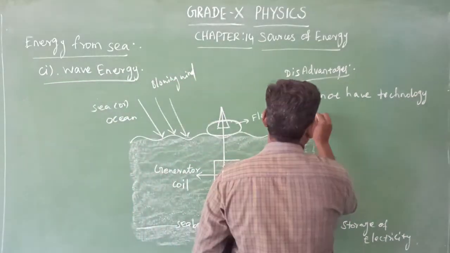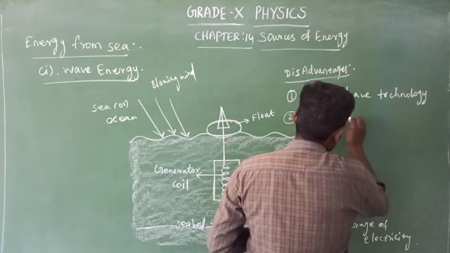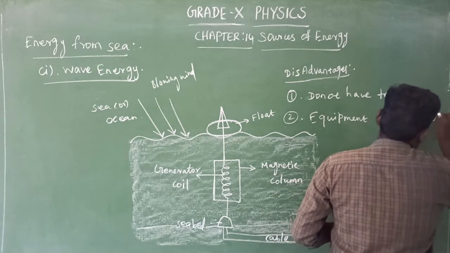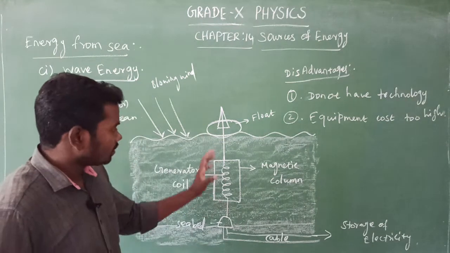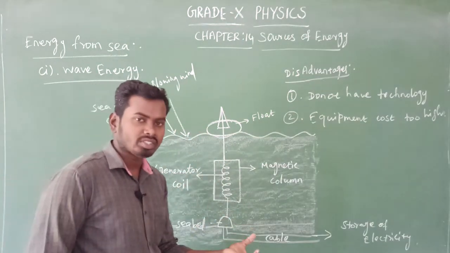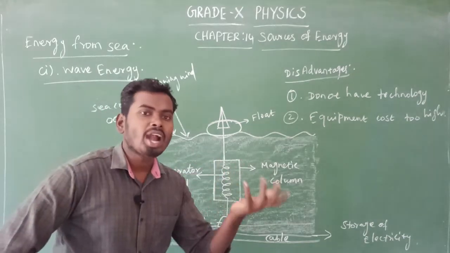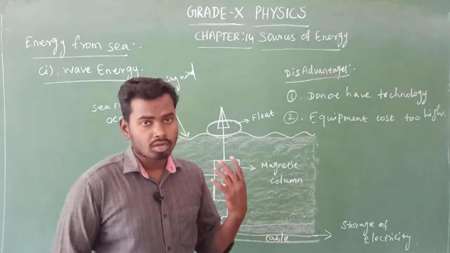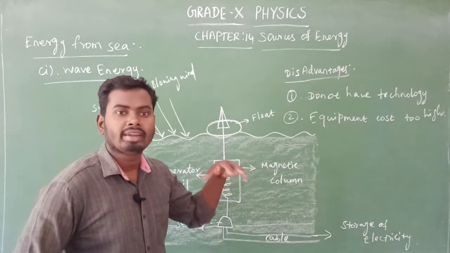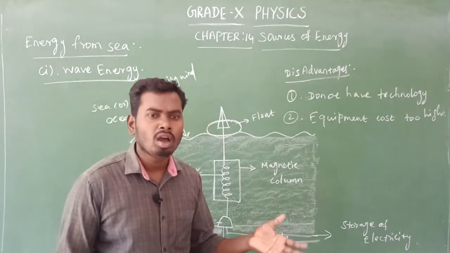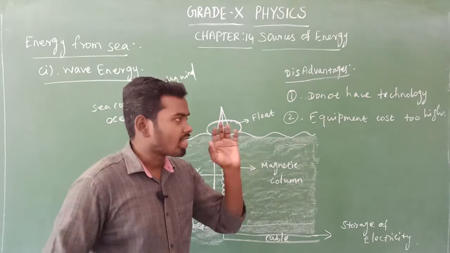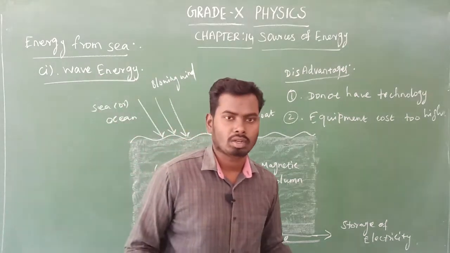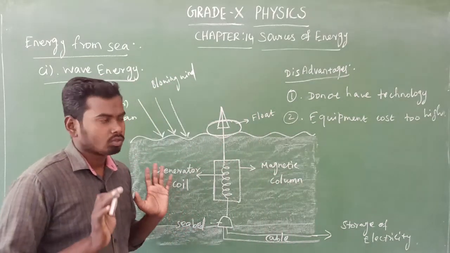The equipment cost is too high, because this setup is placed in water, inside the sea or ocean water. So during bad weather conditions such as a tsunami, a thunderstorm and storm, this equipment may get damaged. So again we have to spend lots of money to replace that. That is a very big disadvantage of this wave energy source. So that's all about the wave energy.